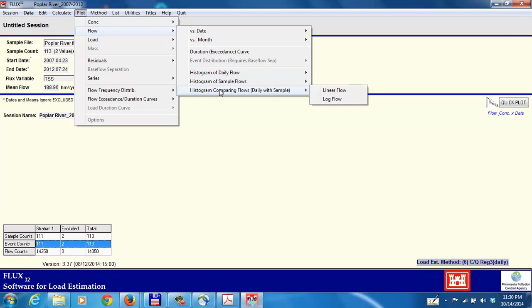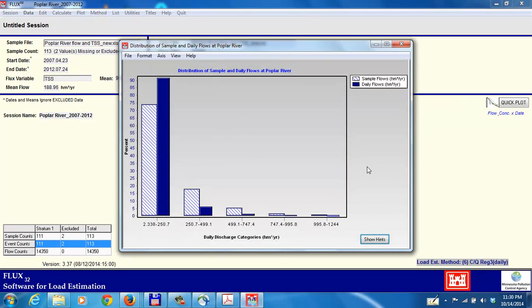Okay, histogram comparing flows, daily flows with sample flows. So just to show the representativeness of the sample flows, this illustrates the basically the ranges of flows given here, and how the sample flows and the daily flows are represented in the record. So you might say that there are some differences between the sample flows and the daily flows.